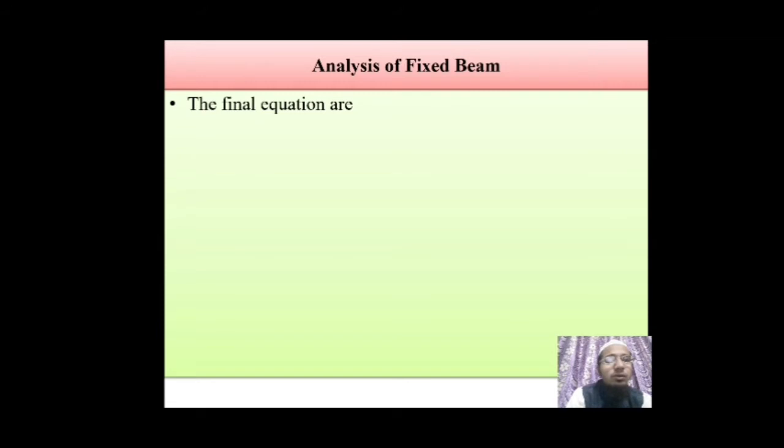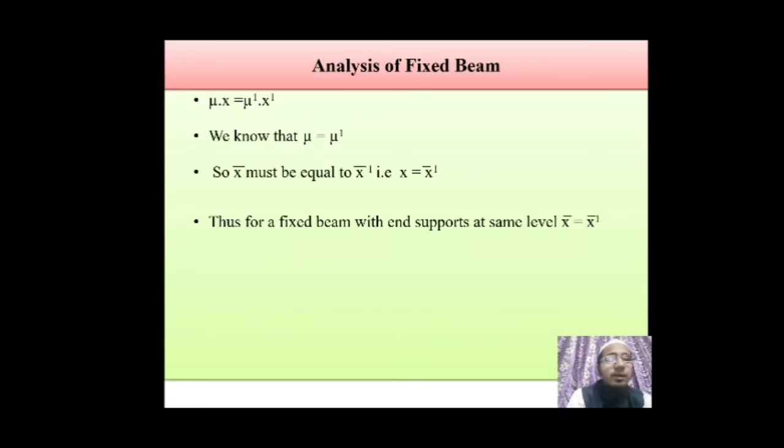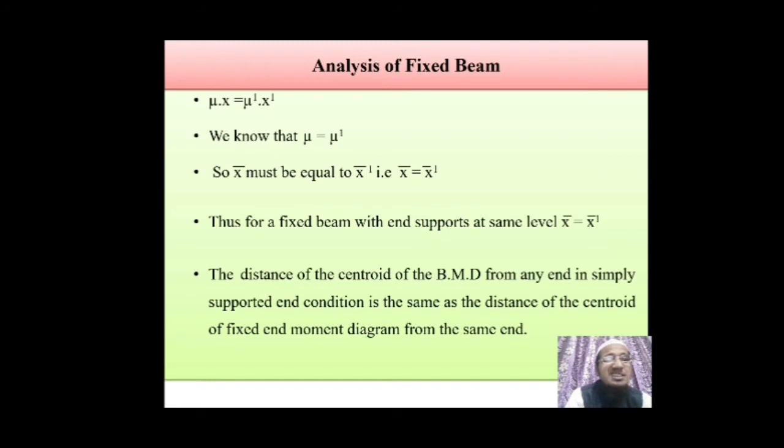Thus, for a fixed beam with end supports at the same level, x bar will be equal to x bar dash. That means the distance of the centroid of the bending moment diagram from any support, or any end, in the simply supported condition is the same as in the case of the fixed beam.